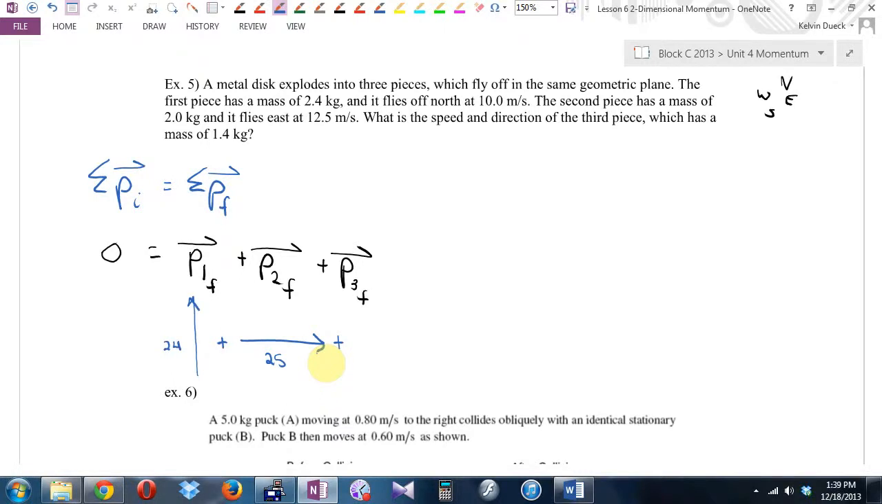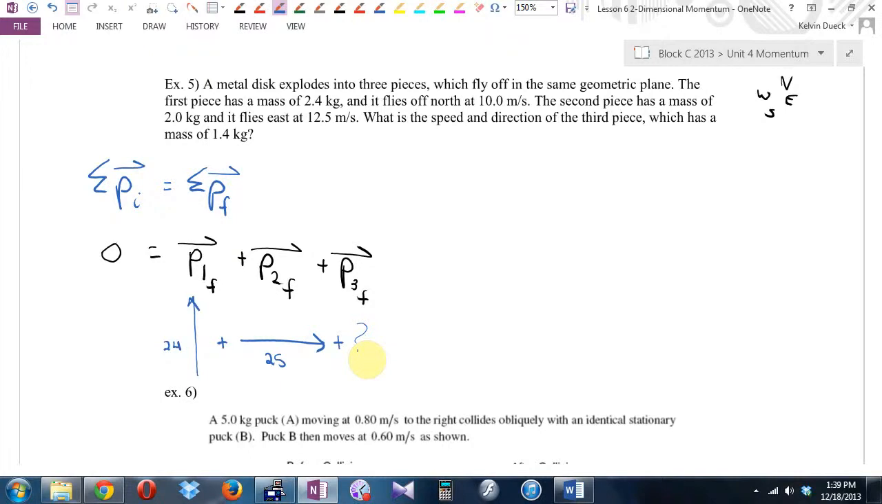Did they give me any information about the third piece's momentum? Do you see anything in there? Then you know what? I'll put a question mark there, just to let myself know I looked for it, didn't see it. But they told me this question has one key difference from the previous couple that we've looked at. I know what these add to. What do they add to?